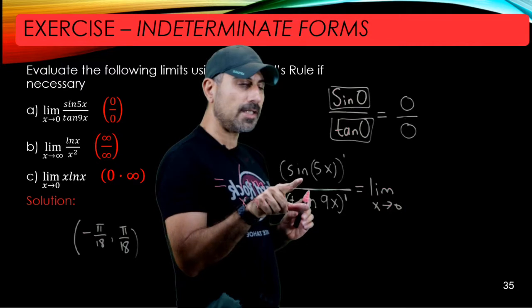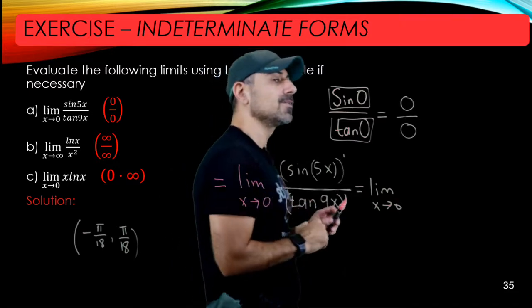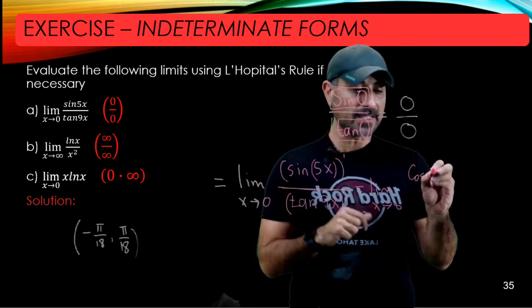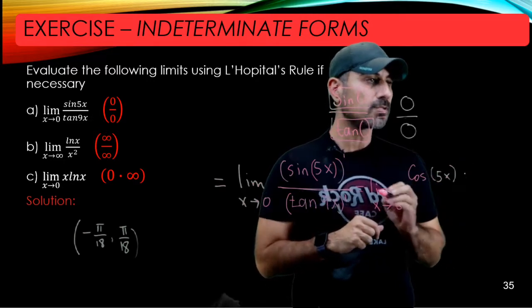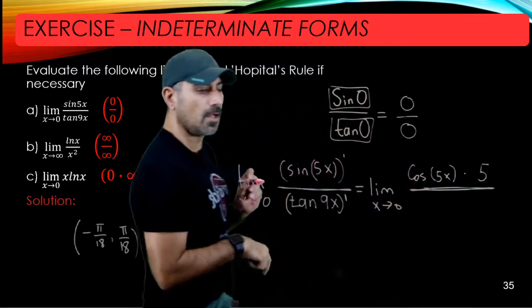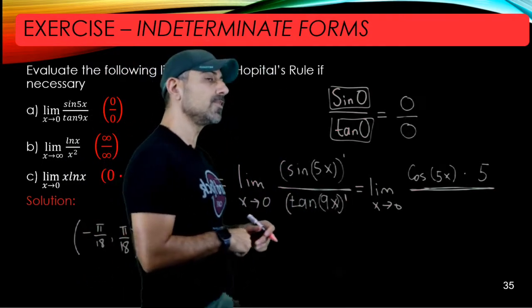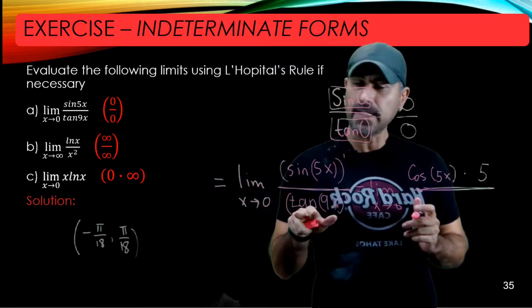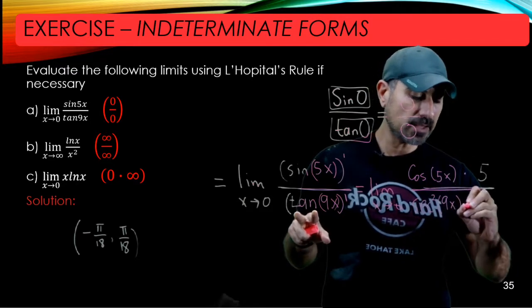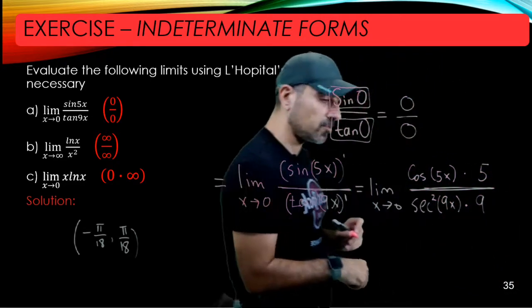We should probably utilize the chain rule to take the derivative of this, because you have the outer function sine, inner function 5x. So the derivative of this is what? The derivative of the outer function, which is cosine 5x, times the derivative of the inner function, which is 5. So that takes care of the top. And for the bottom, we're going to apply the same strategy. This time the outer function is tan, and the inner function is 9x. But we know that tan has the derivative secant squared. So secant squared 9x times the derivative of the inner function, which is also 9, right? 9x has the derivative 9.